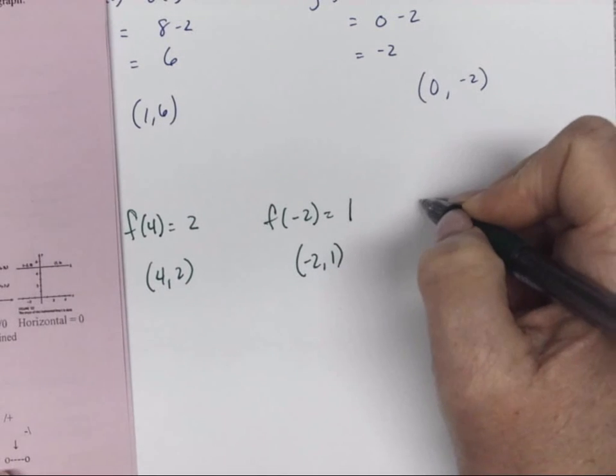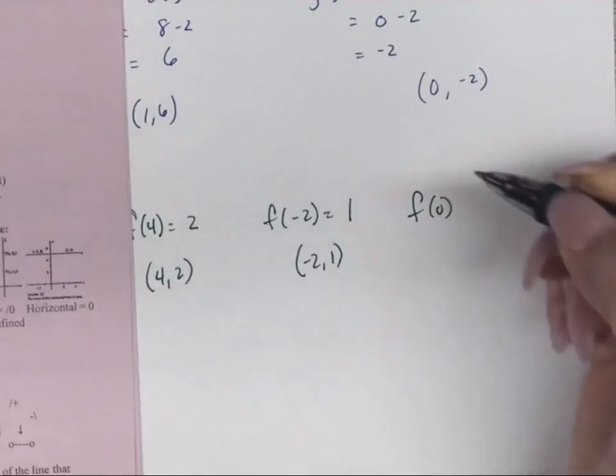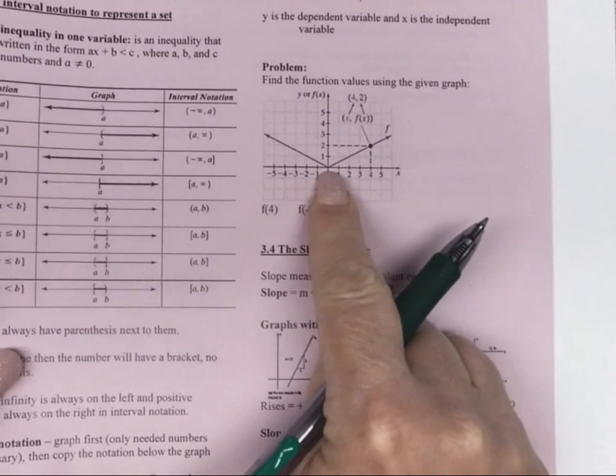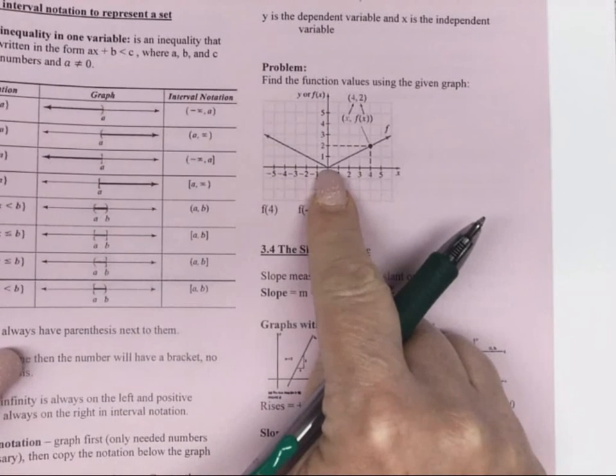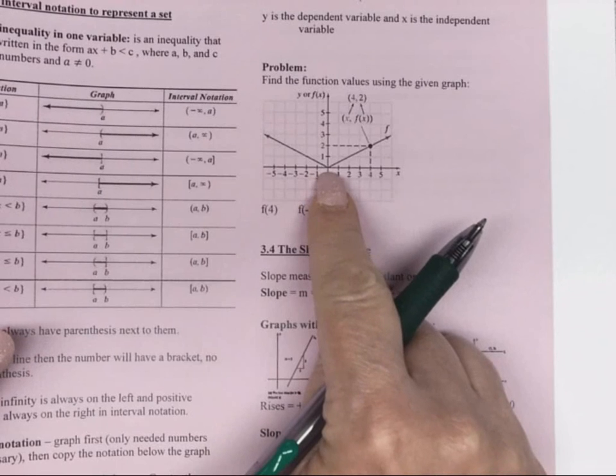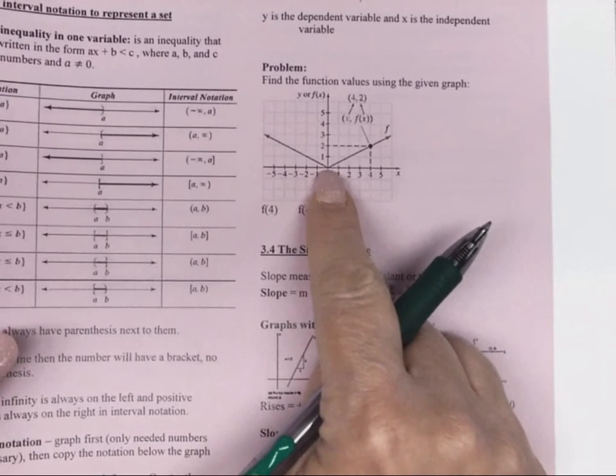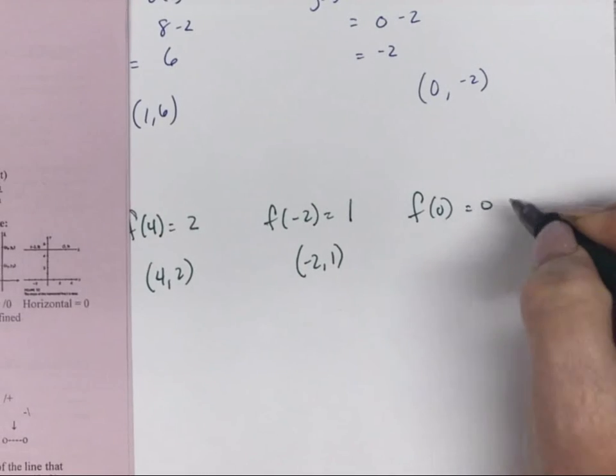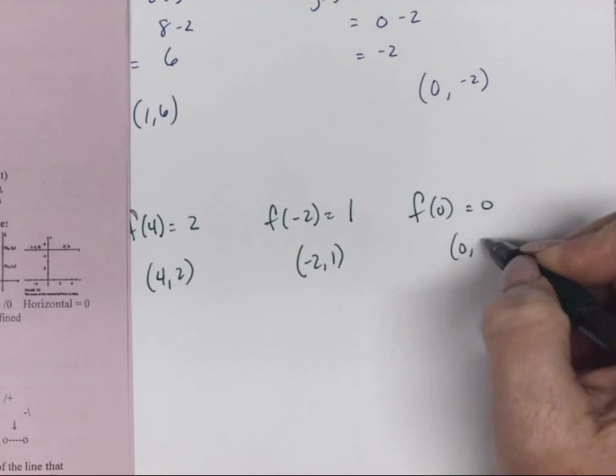And then our last one is f at 0. So x is equal to 0 right here, and when we're there, we see that y is also equal to 0, because they're both right there at the origin. So that means our point would be 0, 0.